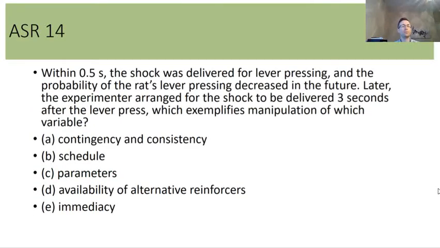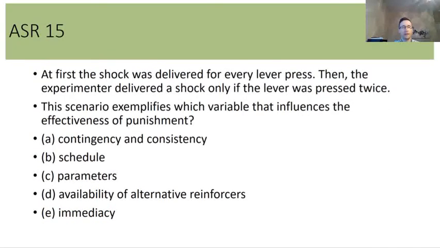ASR 14. Within 0.5 seconds, the shock was delivered for lever pressing, and the probability of the rat's lever pressing decreased in the future. Later, the experimenter arranged for the shock to be delivered 3 seconds after the lever press, which exemplifies manipulation of which variable? A. Contingency and consistency. B. Schedule. C. Parameters. D. Availability of alternative reinforcers. Or E. Immediacy. A couple more seconds. Alright, I'll close the poll. The answer here is E. Immediacy.